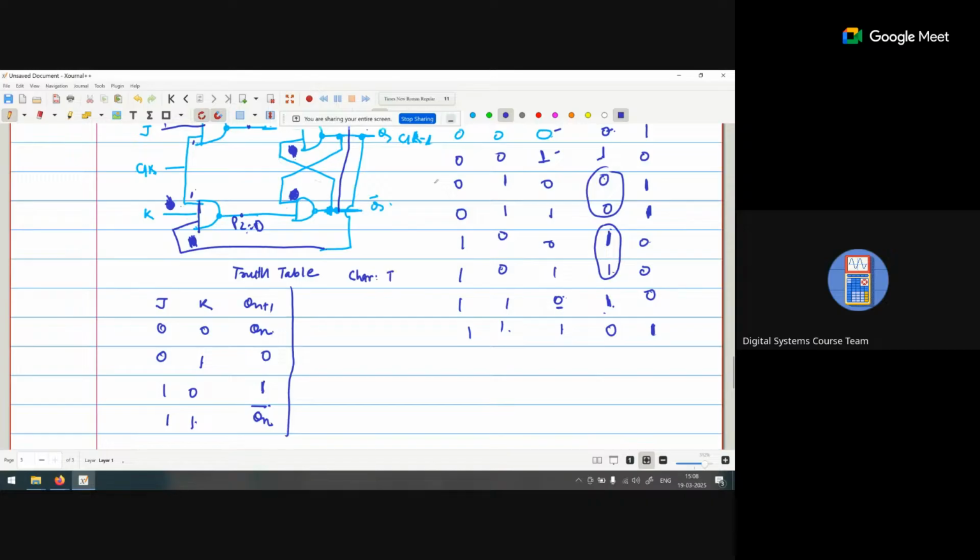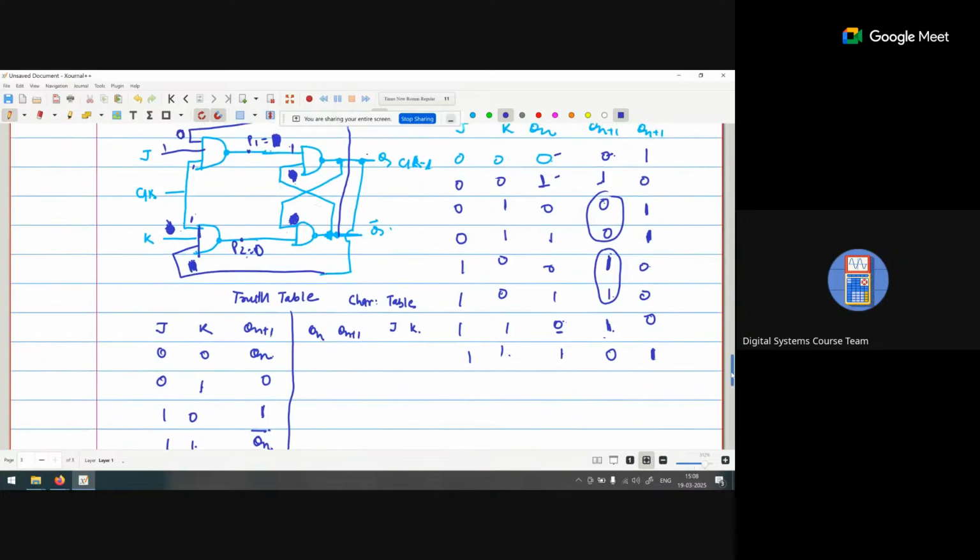In the characteristics table, Qn and Qn plus 1 are the inputs and J and K are the outputs. Just 2 minutes. Now when Qn and Qn plus 1 are 0 0, you can see J is 0 and K changes. So when Qn plus 1 is 0 0, J is 0 and K is don't care because it is changing. Second condition 0 1. When it becomes 0 1, you can see J is 1 constant and K is variable.